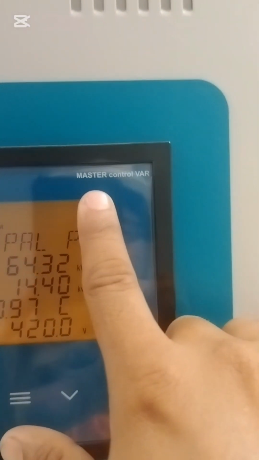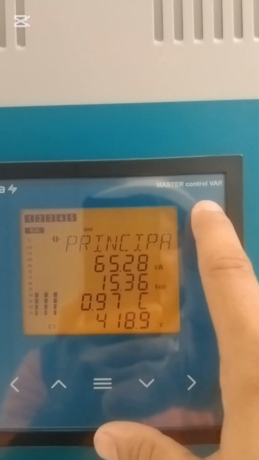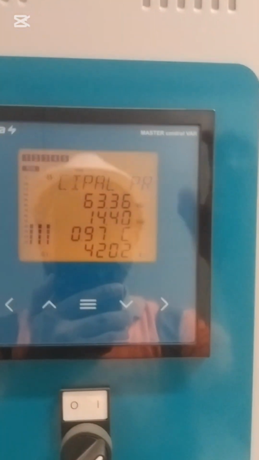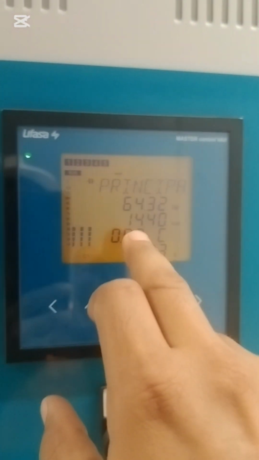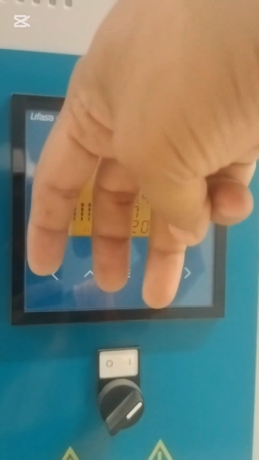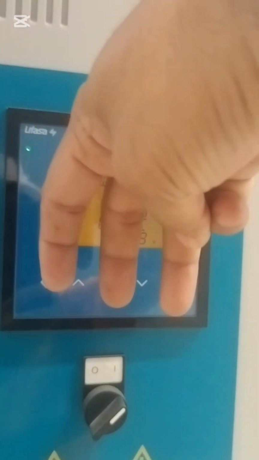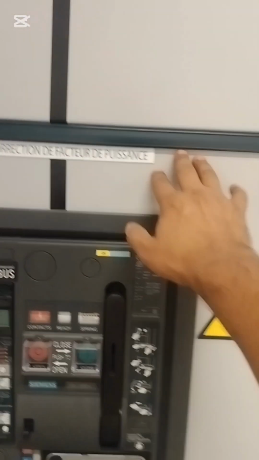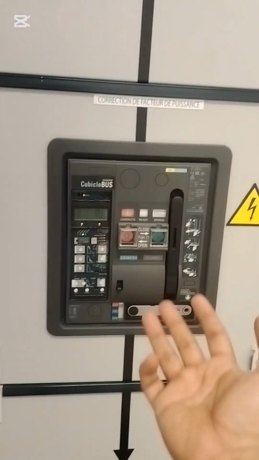So this is the controller, the Lifasa master controller VAR. This controller is measuring the power factor in the meantime, and when the power factor is lagging, it will inject capacitance into the system. It means parallel, same like this capacitor connection in parallel, and after this the power goes to the capacitance in this breaker. I will show you there. Here you can see. So it will come here, and it will go there.